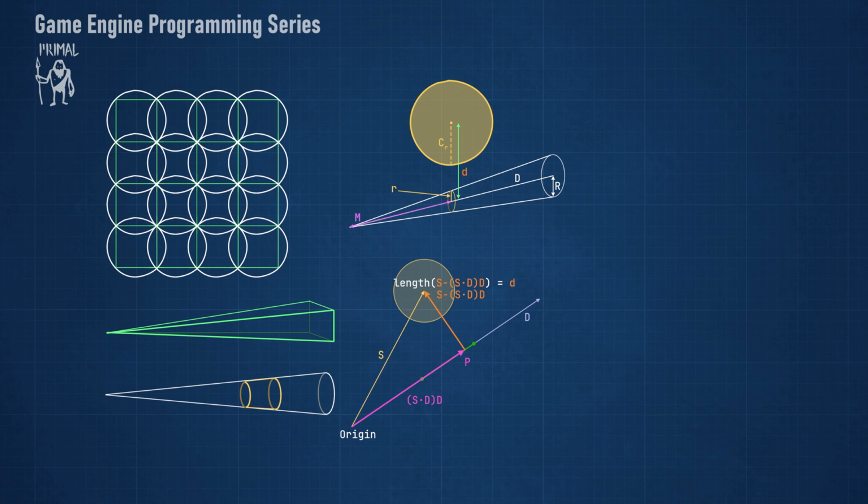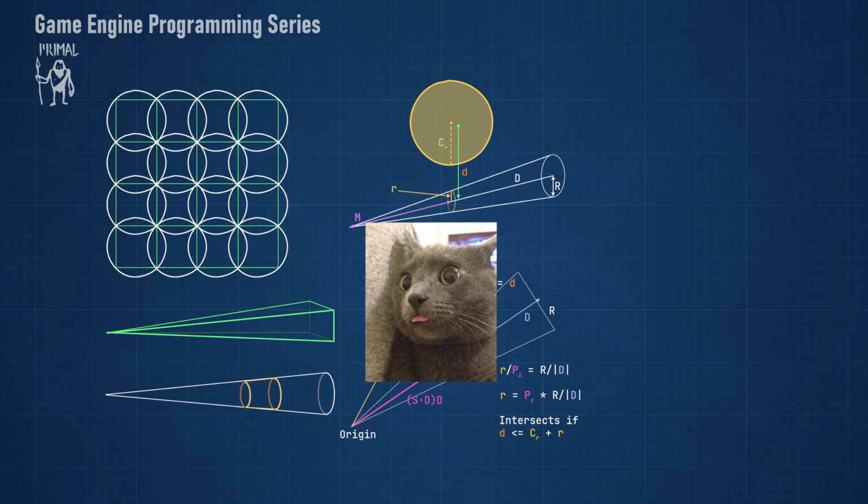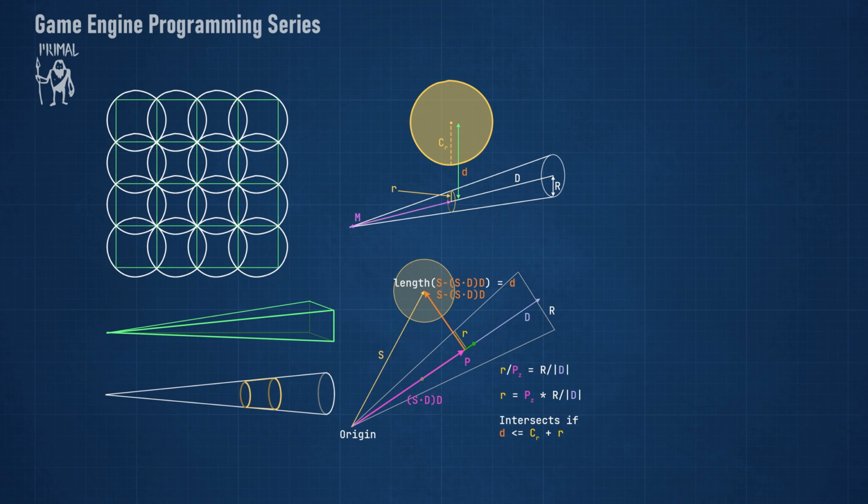Next, we need to calculate the cone radius at point P. We can use similar triangles for this, which states that the ratio of r and distance P is the same as the ratio of cone base radius and the far plane. We can use this to calculate r. Now we have everything we need to determine if the sphere and the cone intersect. However, as I mentioned, I got this result by being a dum-dum, and it means that it's pretty much wrong. At least the math is correct, but the condition for intersection is wrong.